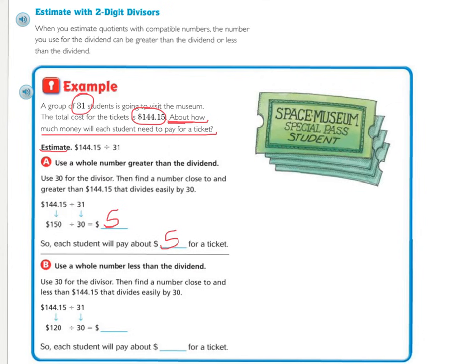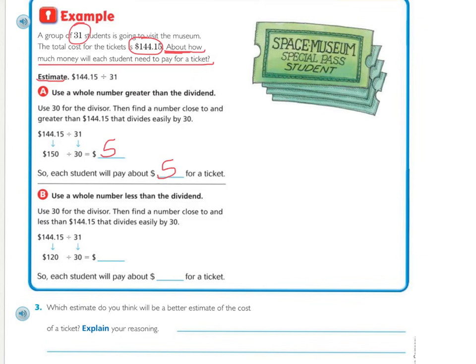So now if we look at B, we're going to use one that is less than the dividend. We're still using 30 as our divisor, so a number that is close to $144.15 that divides easily by 30, or 3. The next closest one is 120. So that's like 12 divided by 3, but it's 120 divided by 30. That is 4. So each student will pay about $4 for a ticket.